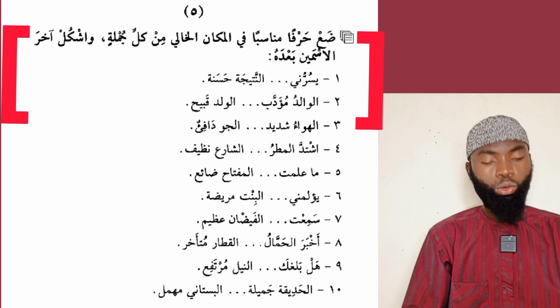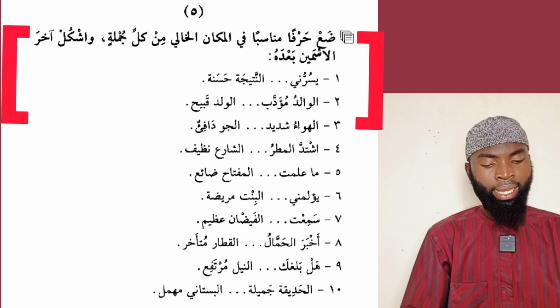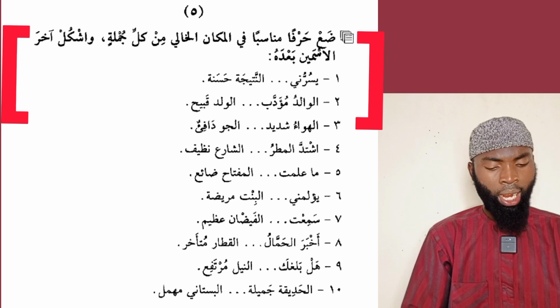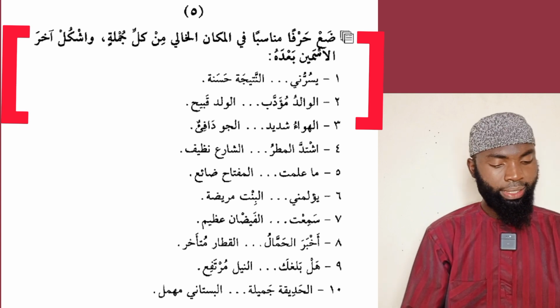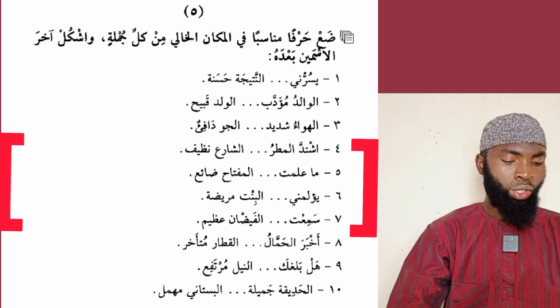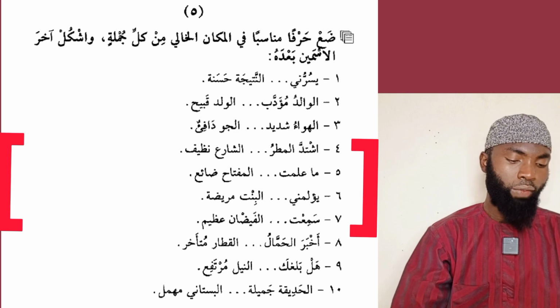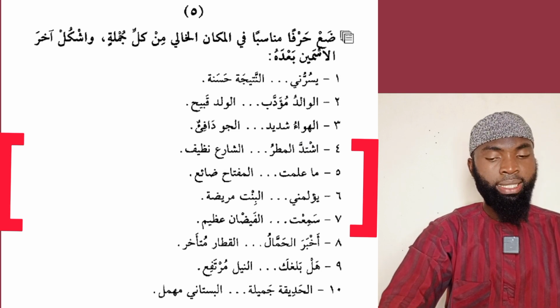Number three, we have al-hawa'u shadidun dash al-jawwa dafi'un. We say al-hawa'u shadidun. The air is severe. Lakin al-jawwa dafi'un. But the weather is calm. Next, we have ishtadda al-mataru. Then ash-shari'a nazifun. We say ishtadda al-mataru lakin ash-shari'a nazifun. The rain is severe, but the street is clean.